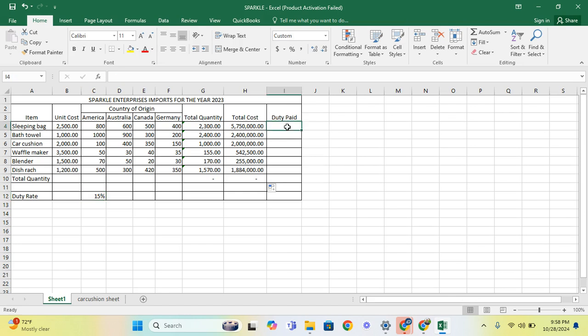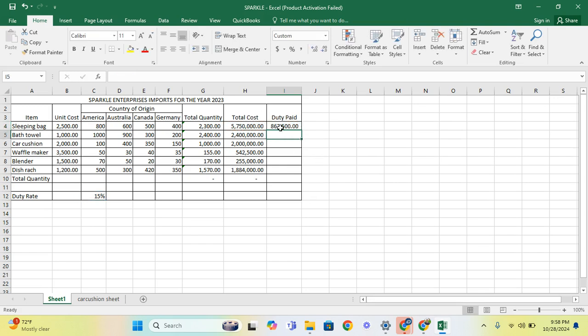So let's do that. If we multiply, we need to start with an equal sign, and then 15%, the cell C12, and we are multiplying that by this cell, which is H4, and then enter.